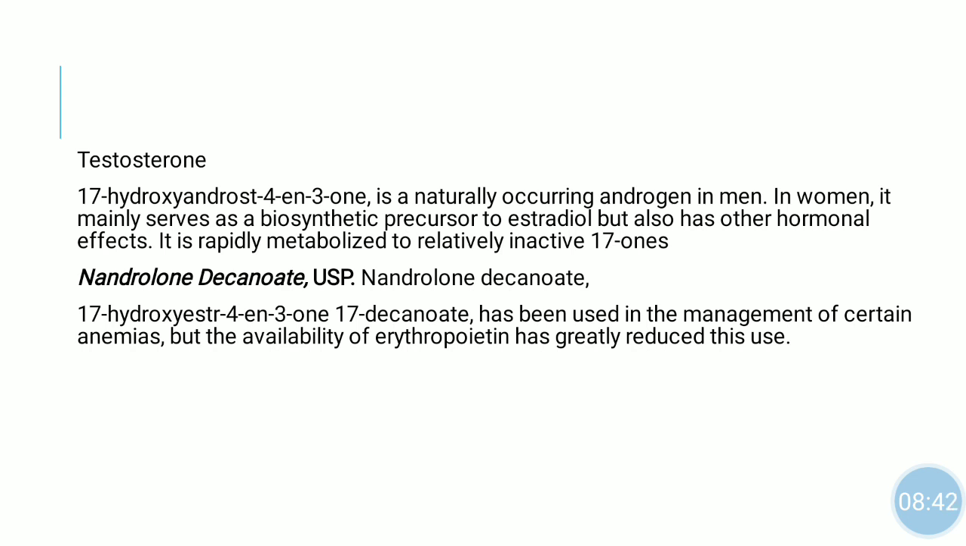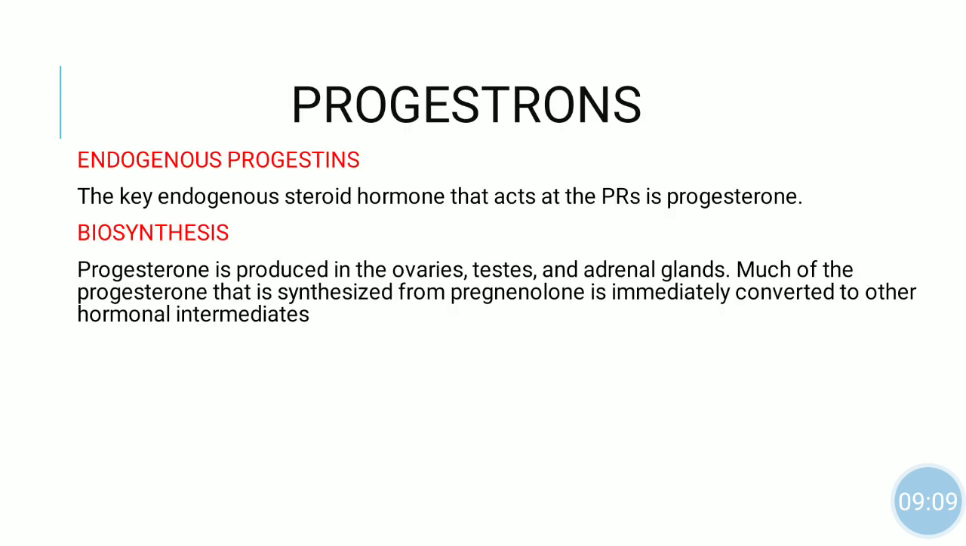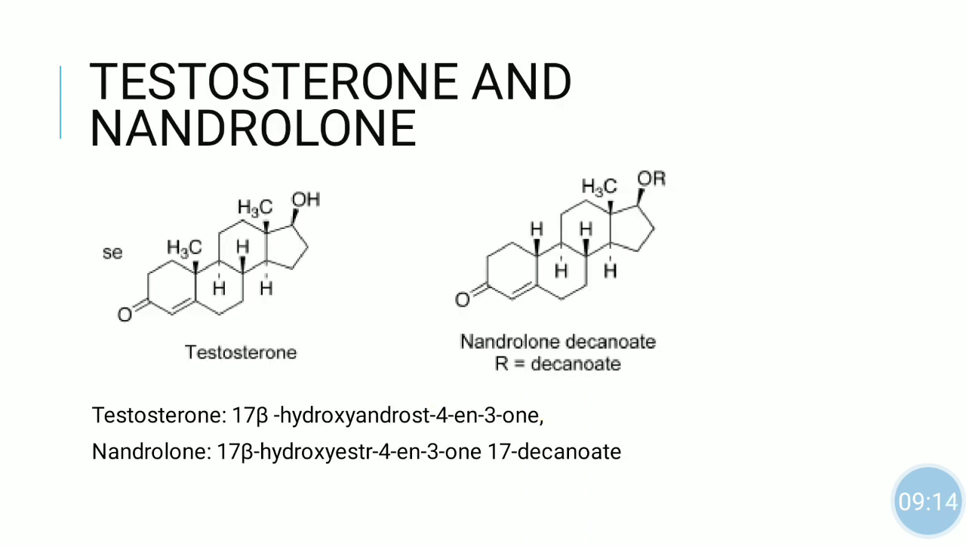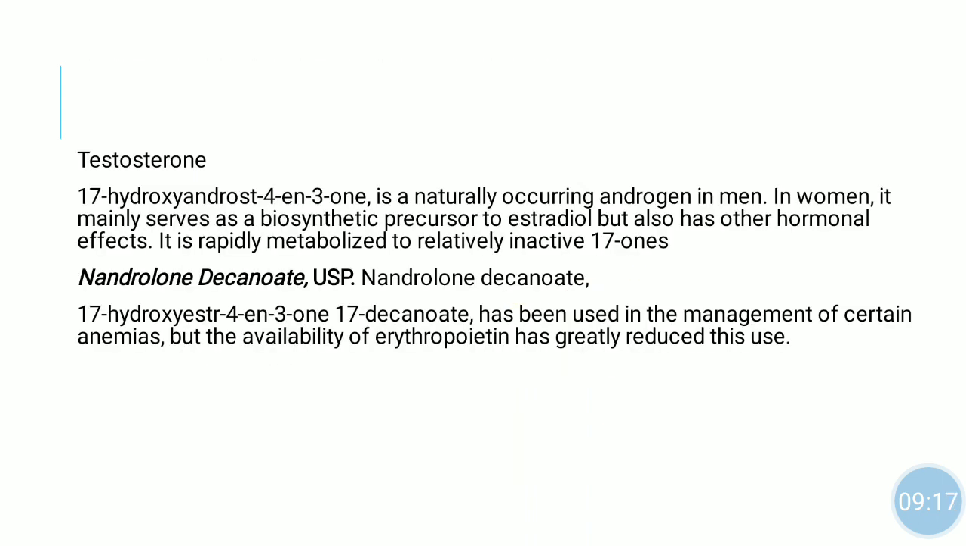So now next is nandrolone decanoate. It has been used in the management of certain anemias. Look at the use of nandrolone for anemia, but the availability of erythropoietin has greatly reduced its use. Okay, so generally we are going to observe the risk to benefit ratio to use this nandrolone decanoate. Okay, so that is all about the remaining part of the androgens and its remaining examples, isn't it?